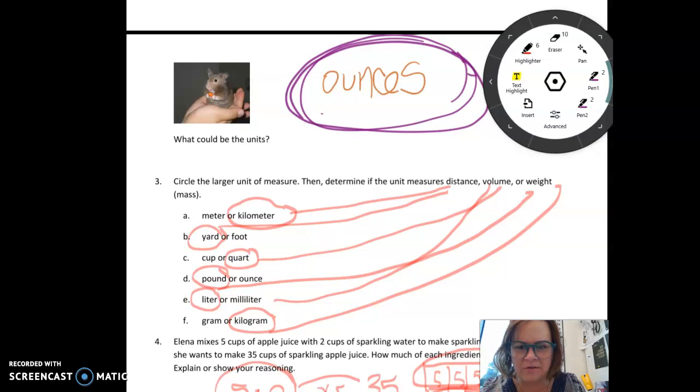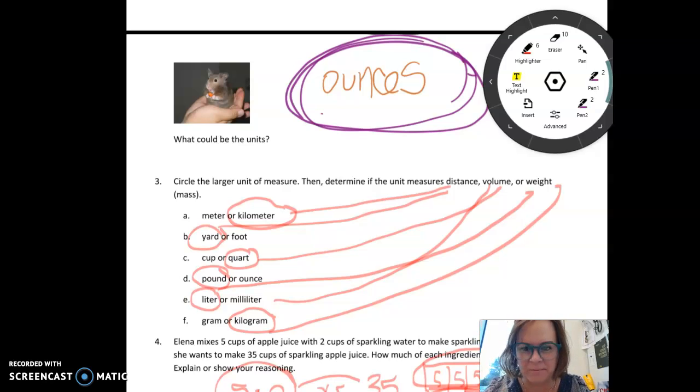A yard is 3 feet, and so a yard is bigger than a foot, and it again measures distance. A quart is 4 cups, so a quart is definitely larger than a cup, and it measures volume. A pound is larger than an ounce. There's actually 16 ounces in a pound, and a pound measures weight.